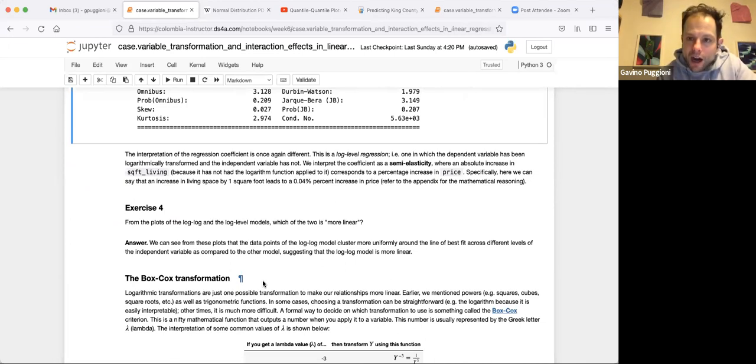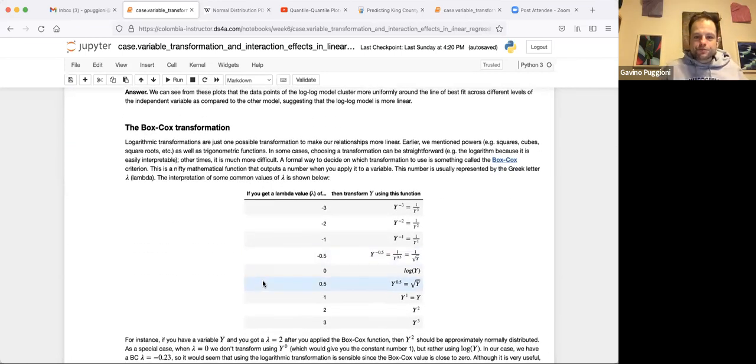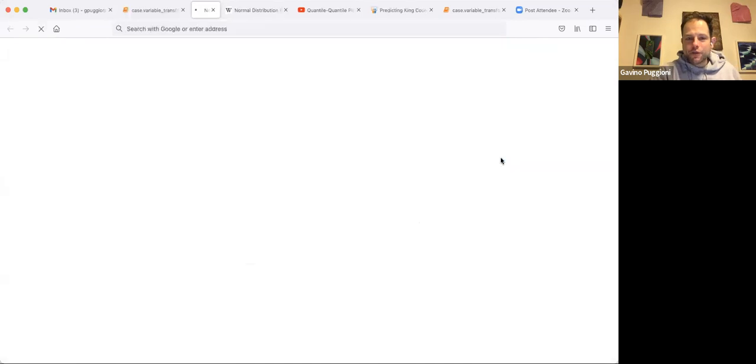And when it's harder and you need a little guidance, and say, well, okay, both these transformations improve marginally, but they are not satisfactory, that's where you use the so-called Box-Cox criterion. This is a mathematical function that gives you a number when you apply it to a variable. And this number is represented by the letter lambda, and basically tells you the type of transformation that you should use. So the Box-Cox transformation has the following formula.